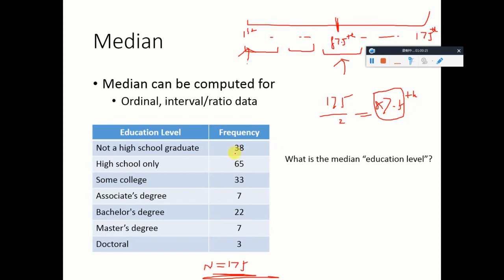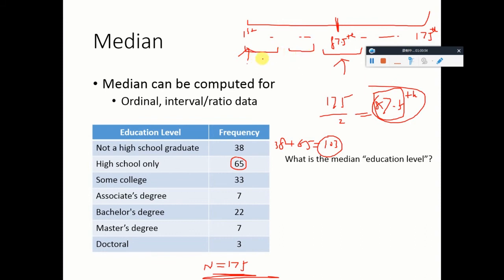Could this category include this person? Obviously not, because 38 is smaller than 87.5. Could this category include the 87.5th individual? Yes, it could, because 38 plus 65, that's 103. 103 obviously includes this individual.